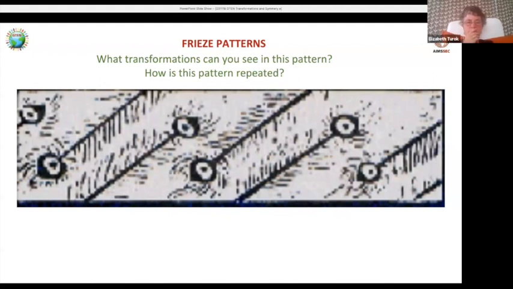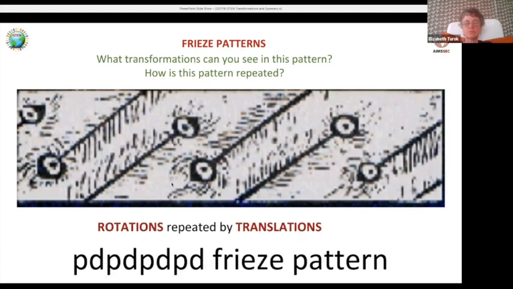So I hope you're paying attention. What transformations can you see in this pattern, and how is this pattern repeated? Now we're asking the question, and we're expecting you to answer it in a minute or two's time. So I think you can see again, there is a glide reflection involved here. Or is there a glide reflection? No, there isn't. I'm wrong.